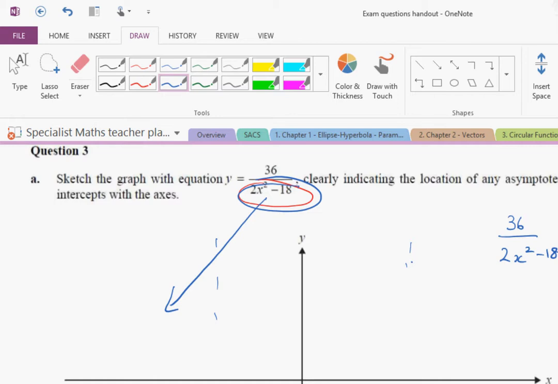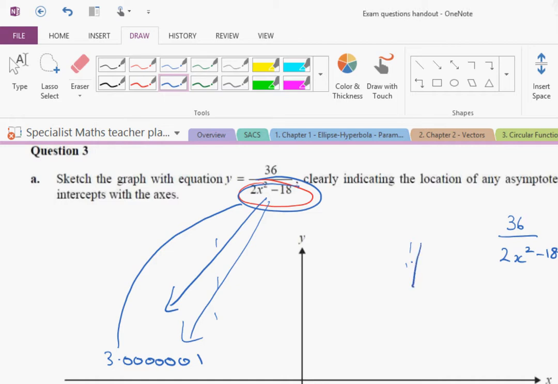3 squared is 9. 9 times 2, 18 minus 18. So let's just talk about a value so close to 3 that it's virtually, let's say, 3.00000001 minus 18, so if I was to put that value in there, what am I going to have? I'm going to have a very, very small number on the bottom, or a very, very big number on the bottom? Very, very small number. So what's the graph going to look like? We're going to be approaching from infinity, aren't we? So we're coming up this way.